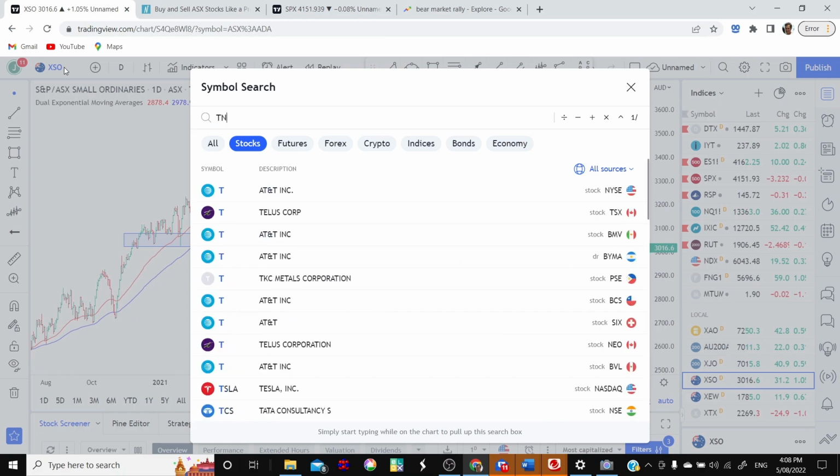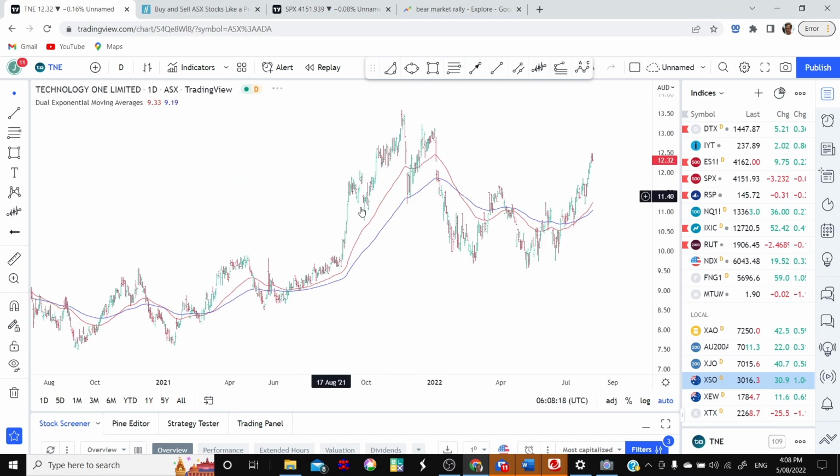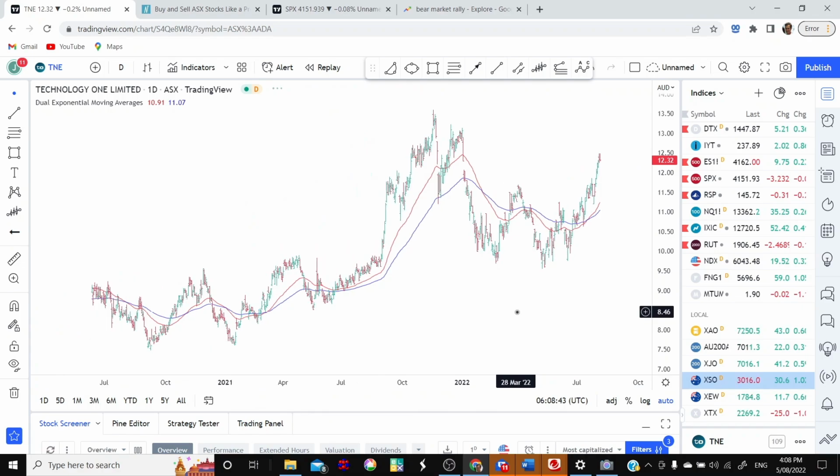For instance, this is a stock which turned up in the daily signals a week or so ago. It's a stock called Technology One. So this is the type of setup I'm looking for. I'm looking for stocks where the moving averages have crossed, where the 50-day moving average is above the 100-day moving average, and I'm also looking for stocks which are making new 70-day highs, which this one did a week or two ago, and now we're seeing follow-through strength. That's the sort of situation I look for.